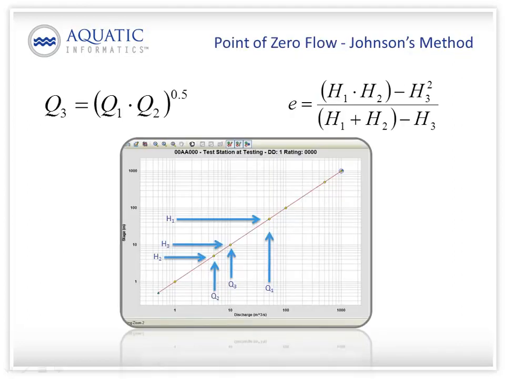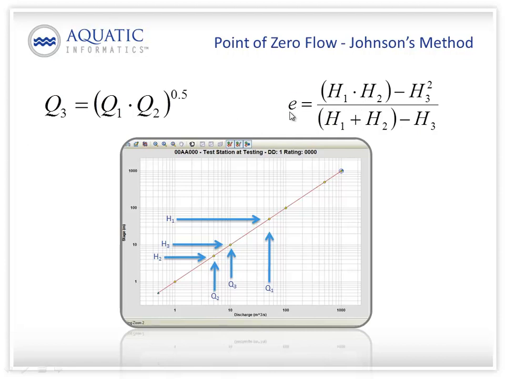We also have a mathematical method of determining the offset or point of 0 head, and that's often referred to as the Johnson's method. And that's where we start with a couple of discharge observations. We'll call them Q1, Q2, and we'll take the geometric mean of those discharge values to come up with an intermediate discharge we'll call Q3. Now, from a relatively well-defined section of our rating curve, we're going to pick off stage values corresponding to those 3 discharges, and we're going to use this equation here to calculate what the offset should be.